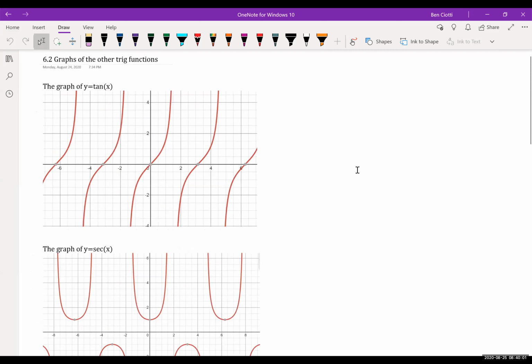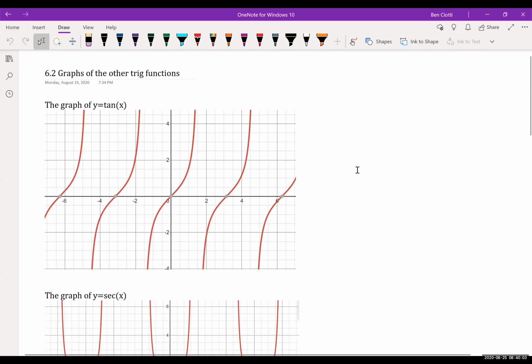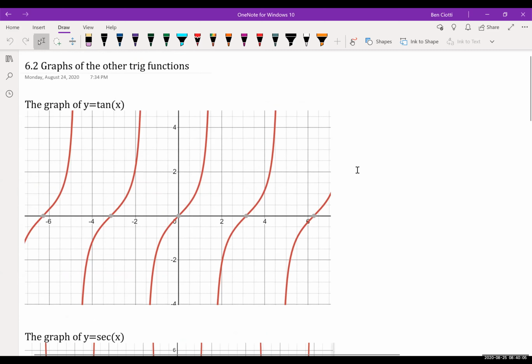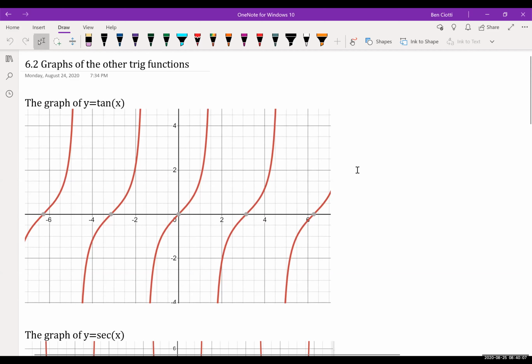Definitely the most important one is tangent. Of the remaining 4, the most important graph is tangent. So let me point out some features of the graph of tangent, which you can see displayed on the screen. The graph of tangent has vertical asymptotes.